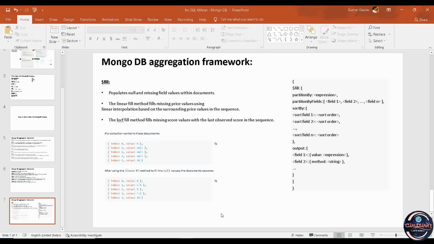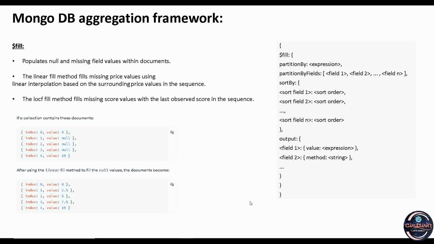So we will jump here and try to focus on it, because it is a bit confusing thing which beginners generally get confused by. Suppose this is the sample collection we have, in which we have the fields index and value. The index is 0, 1, 2, 3, 4, and the value is 0, then nulls, and then 10. Now we can fill out these null values with two methods. One is linear, and the other one is locf.